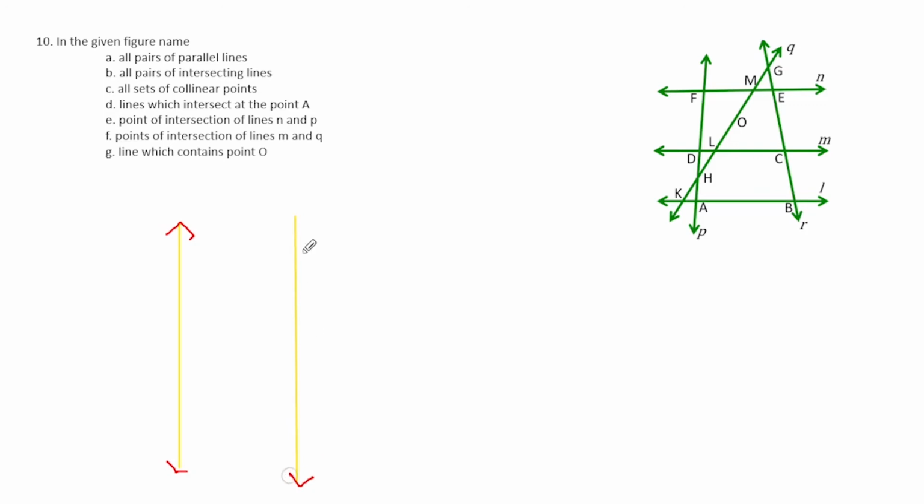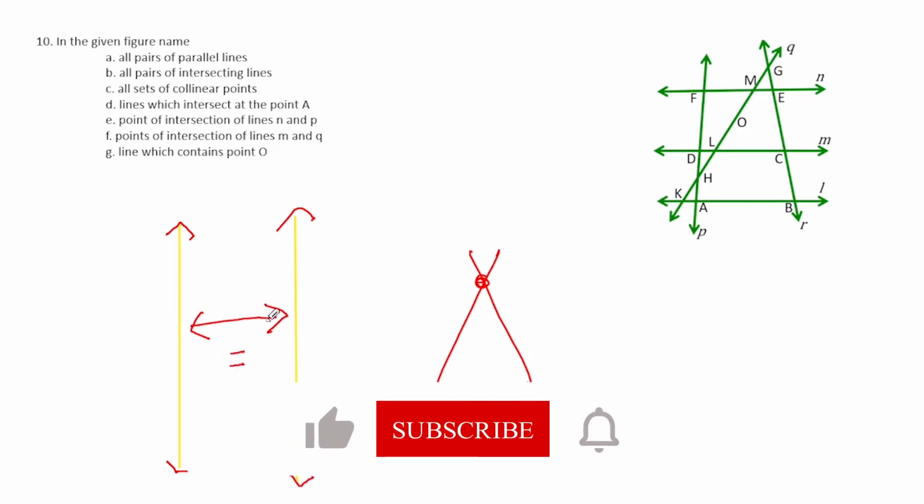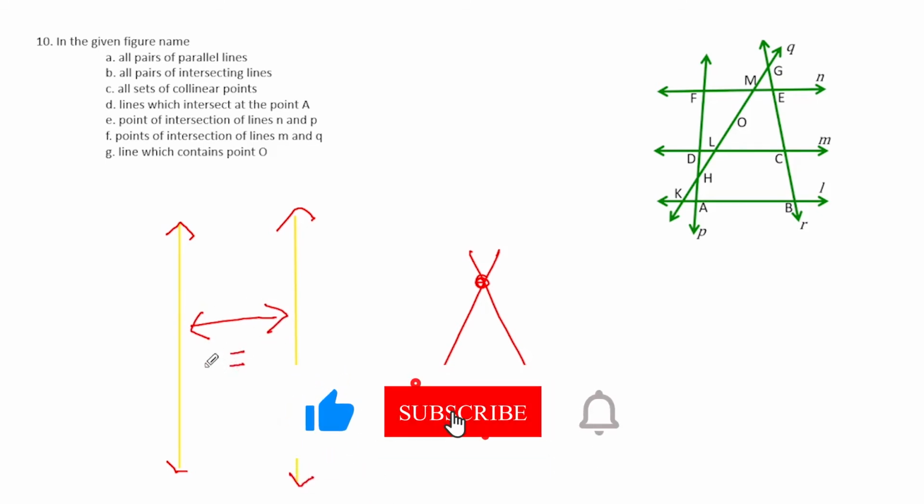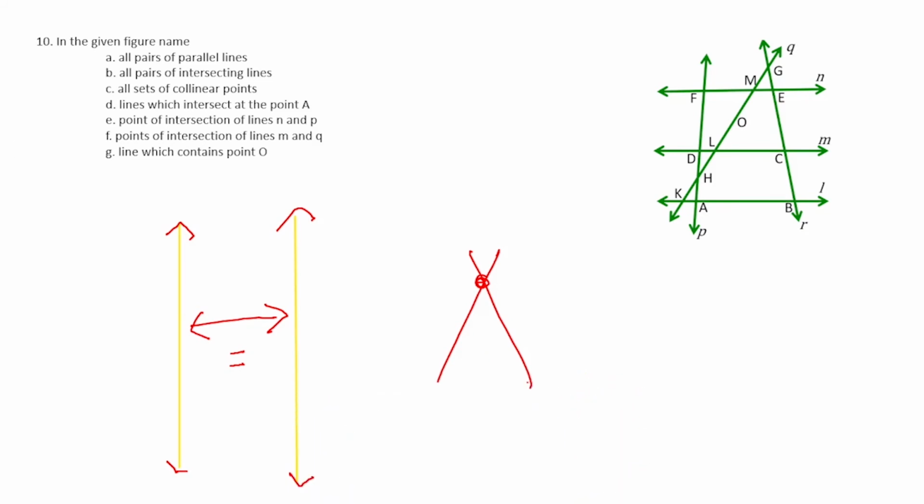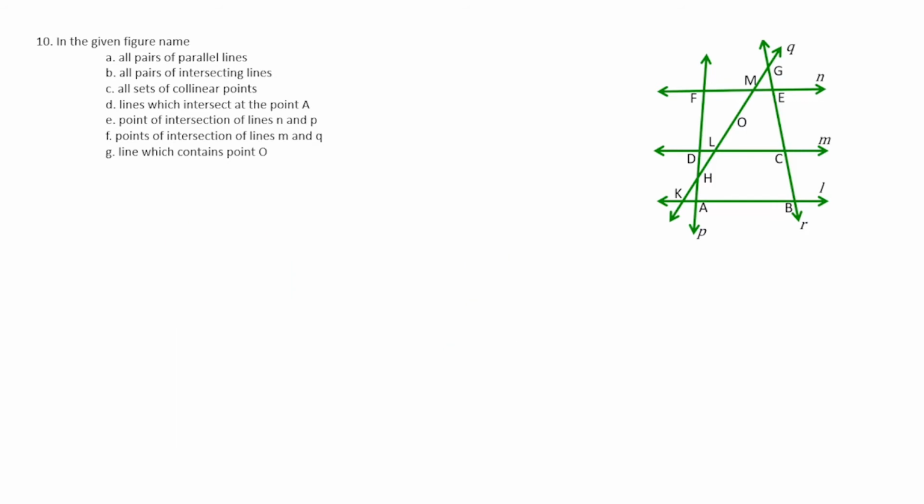These lines go on and on forever, and there will be no point where they intersect with each other, where they meet each other at a common point. There's going to be no way. The distance between these lines is equal throughout. So these lines are called parallel lines. Now we have to write all the pairs of parallel lines.